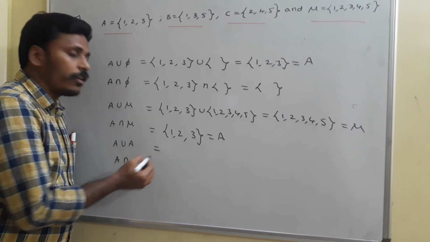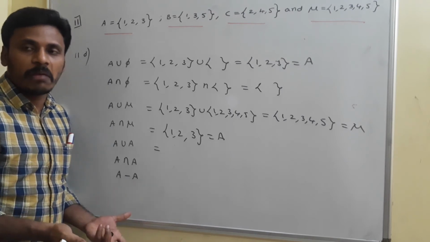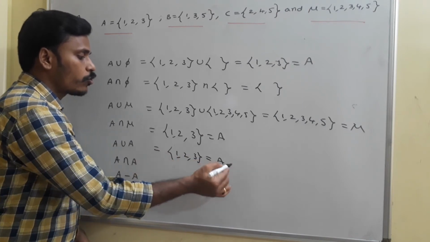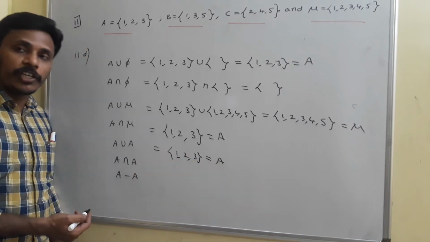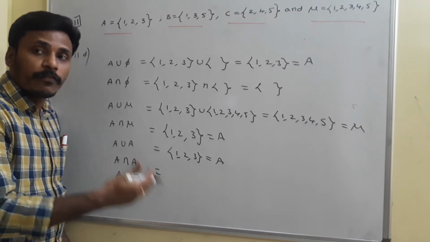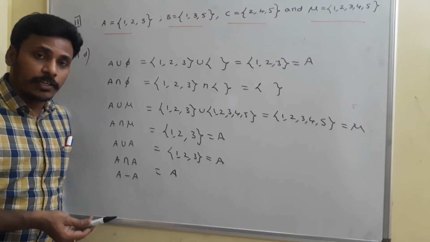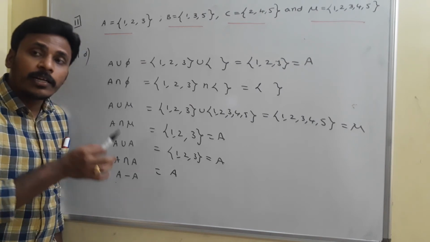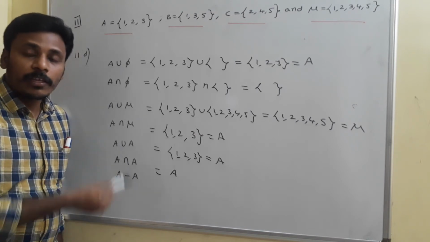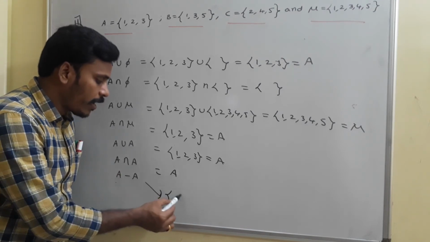Then coming to A union A, 1, 2, 3 with 1, 2, 3: same set with same set, the union is the same set, that is 1, 2, 3, equal to A. Coming to the intersection, A intersection A, the common elements of A and A are again A. Then A minus A: think about the basic definition, elements in the first set that are not in the second set. Elements in A, not in A. How is that possible? So its result is an empty set.